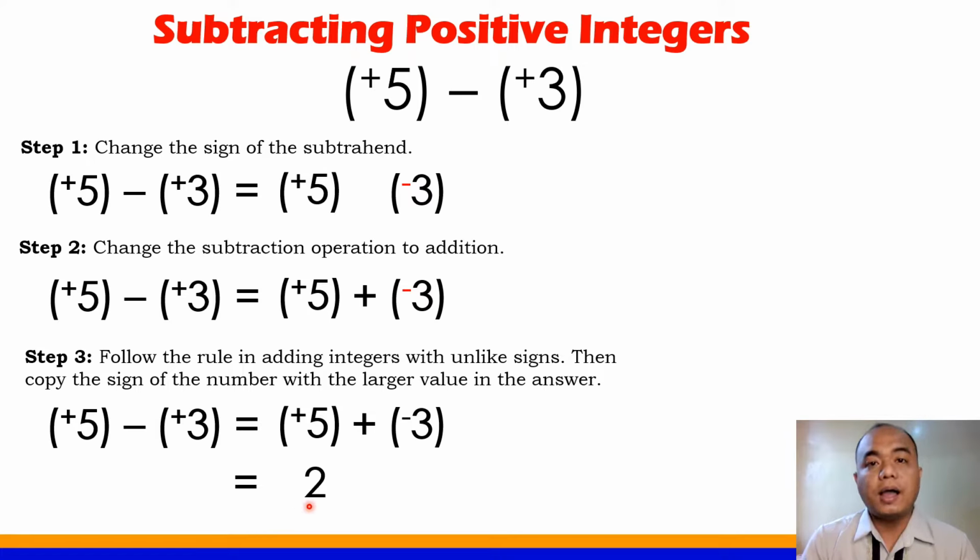Now, ano ba ang mas malaking absolute value? 5 o 3? Yes, 5 ang mas malaki ang absolute value kung i-disregard natin yung signs nila. Ngayon, so nakapili na tayo ng mas malaking absolute value which is 5. Ngayon, ano ang original sign ng ating 5? Positive. So, ang ilalagay natin dito na sign ay positive.